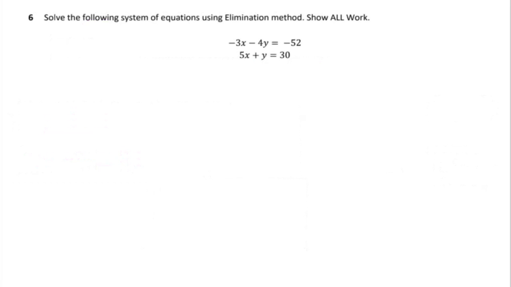All right, question 6 says solve the following system of equations using elimination method. Show all work. I could tell this was going to be elimination method just based on the fact that these guys are all in standard form. So x first, then y, and then my constants all by themselves. Remember, when we're talking about elimination, our method is to get rid of a whole variable. And we're going to do that by adding our equations together. Now, we can only add, and they will only cancel out if I have opposite coefficients.